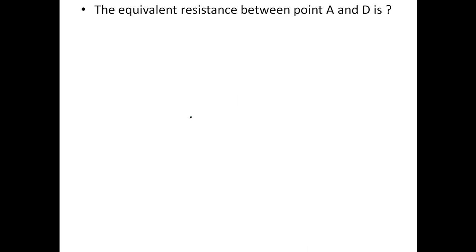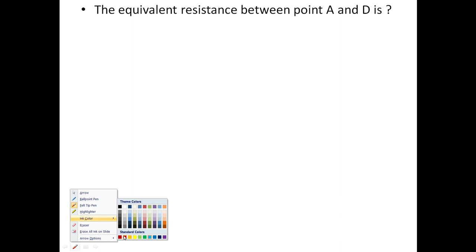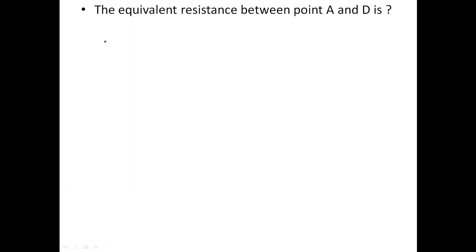Now the equivalent resistance between point A and D. We have to calculate one numerical, that is, the equivalent resistance between point A and D. Let us suppose this is a resistance having 10 ohm. Again this is another resistance, and this is another resistance. So these are three resistances having equivalent resistance of 10 ohm, 10 ohm and 10 ohm.